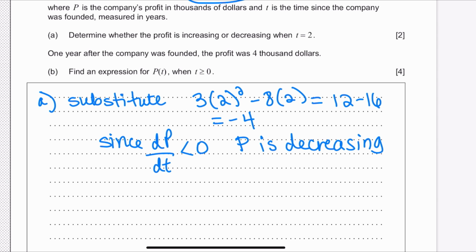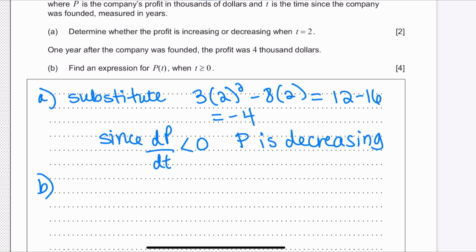Part B, 1 year after the company was founded, the profit was $4,000. Find an expression for P of t when t is greater than or equal to 0. So in this particular case, you need to figure out the integral. So for part B, you're trying to go backwards. They're giving you the derivative in the problem. You have to go back to figure out the original equation. So you're going to find the antiderivative or the integral of 3t squared minus 8t dt.